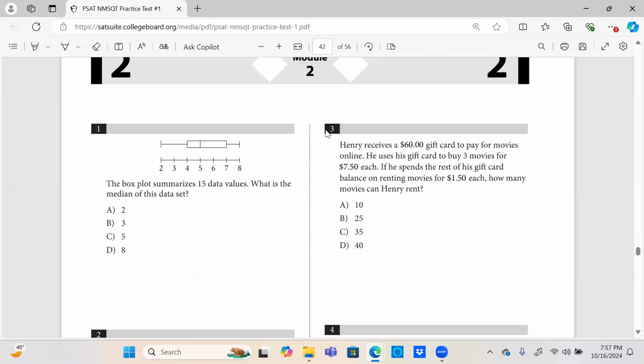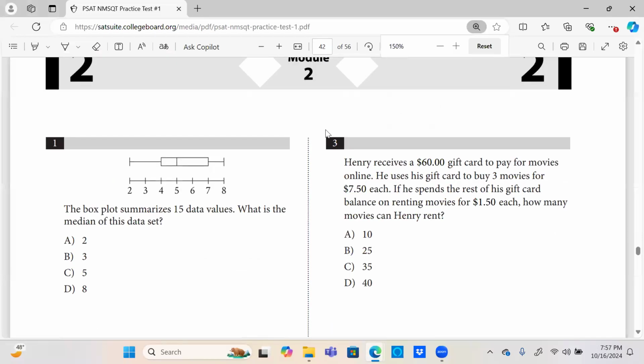The box plot summarizes 15 data values. What is the median? This is really just testing if we know the pieces of a box and whisker plot. This is the minimum, this is the maximum, and this line in the box, it's not always in the middle, but the line in the box is the median. So that is 5.